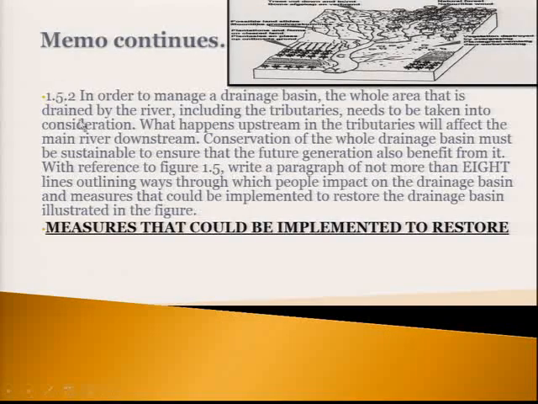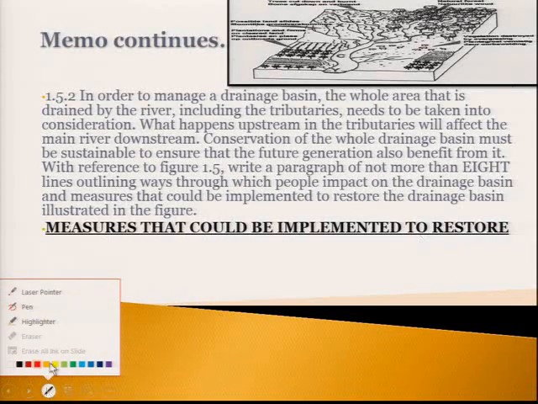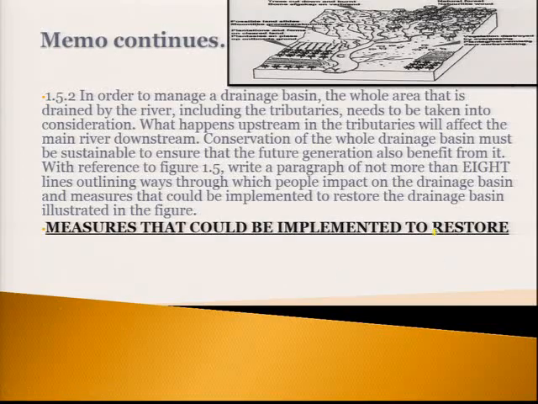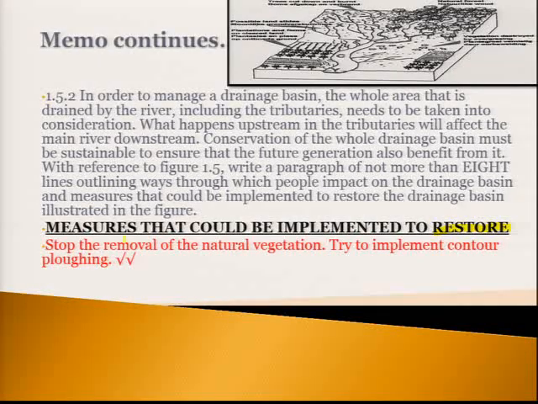Right, now let's move to 1.5.2 as we continue. So in order to manage the drainage pattern, now we are coming to the second part of the answer. Measures that could be implemented. Now we want to restore our drainage basin or our catchment area. Number one, we say, stop removing the natural vegetation that we have in the area. Try to implement contour plowing.